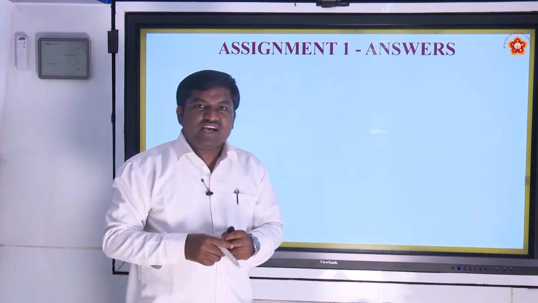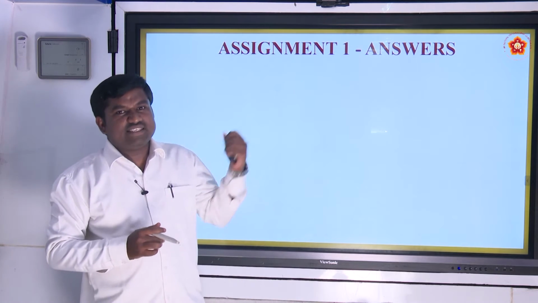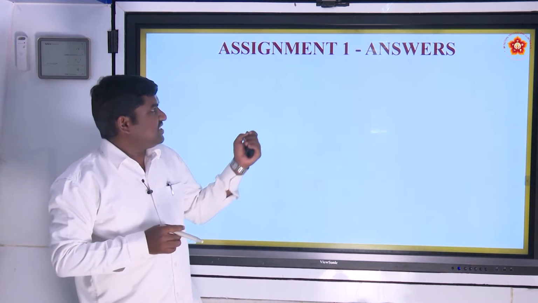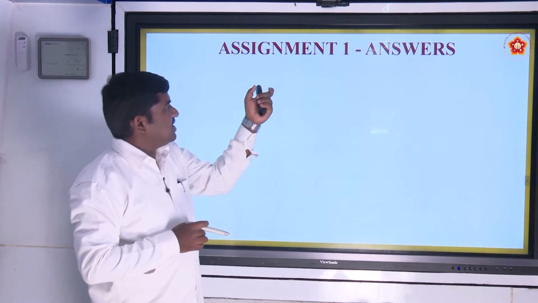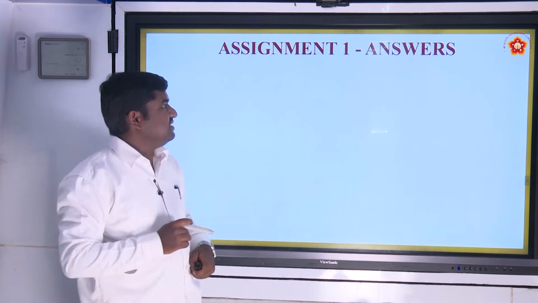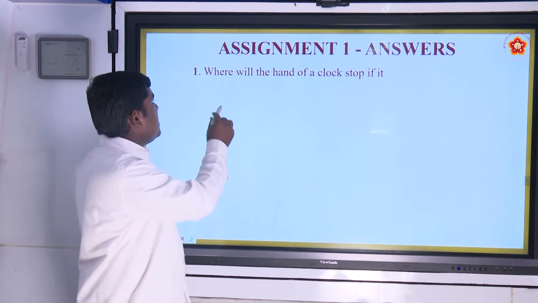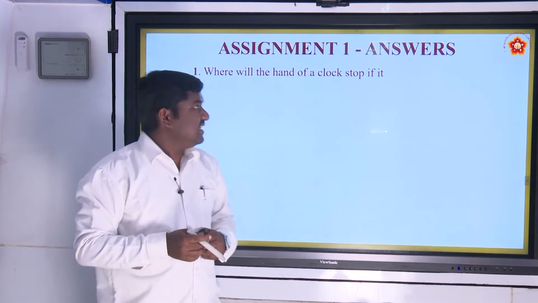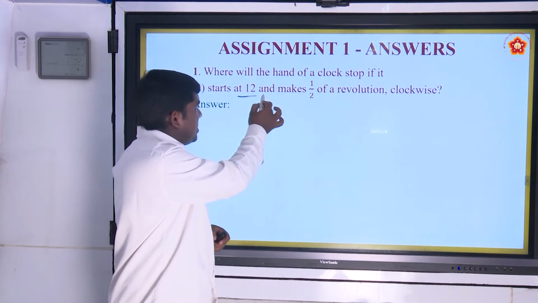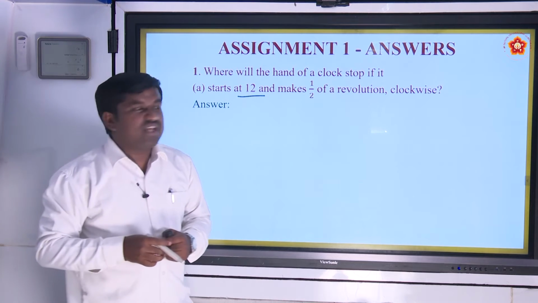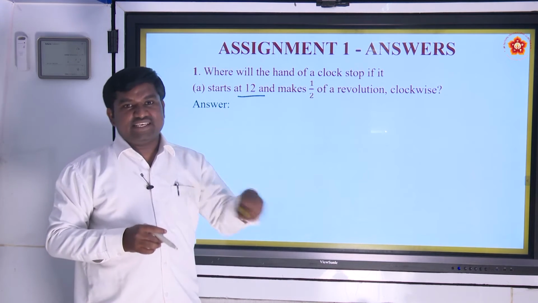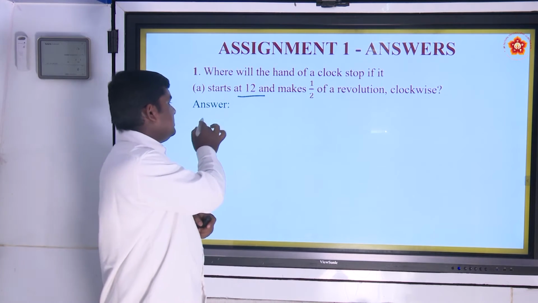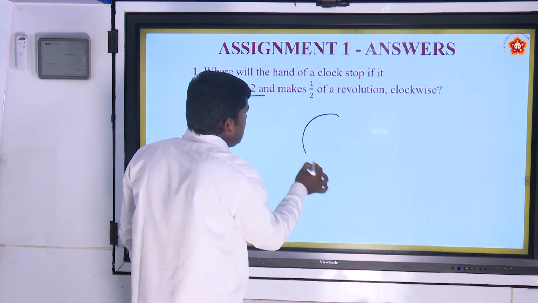In the last class I gave a small assignment. Just we have to recheck your answer. First one, where will the hand of a clock stop at? A. Start at 12 and make half of a revolution in the clockwise direction. See, this is a clock.